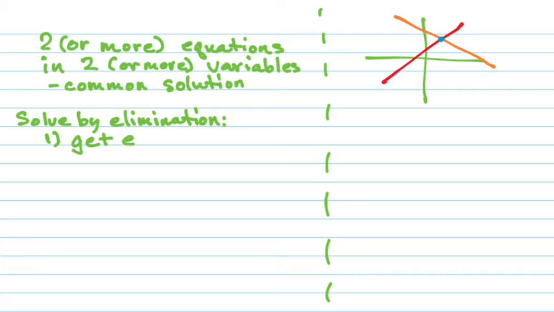So your first step is to get the number term on one side. Well, that shouldn't be too much of a stretch, because that's what we always did when we were getting ready to solve any linear equation. These are all going to be linear, by the way.